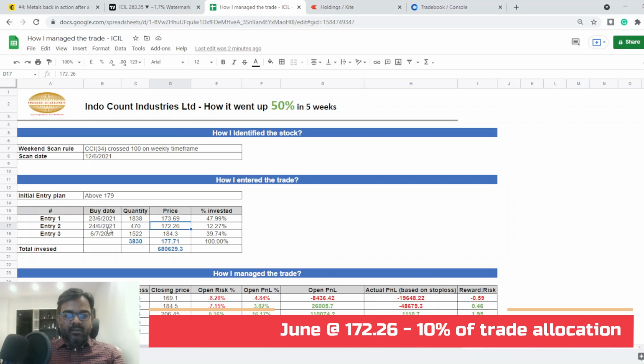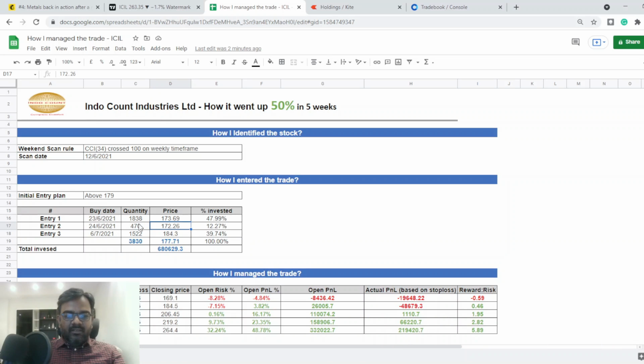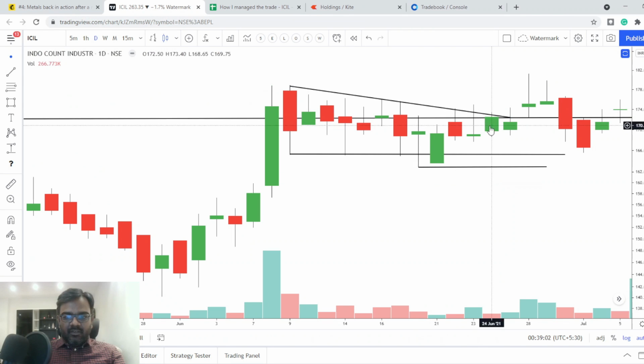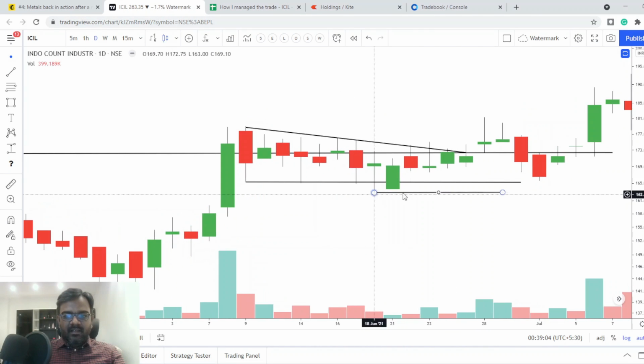I've already taken the 23rd and 24th of June. I've added 1838 plus 470, around 2,300 shares, at an average price of around 173. And there will be some risk which I'm carrying. So that's the risk I'll be carrying, right? So now after that day I added, right? Now my stop loss is still at 163. So I've added. And then what happens?